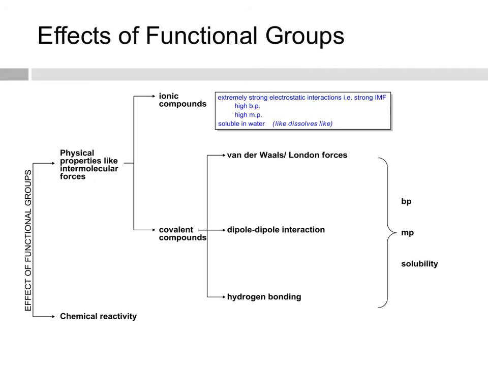Ionic compounds have extremely strong electrostatic interactions, and so they have very strong intermolecular forces. This leads to a very high boiling point and also a high melting point. The melting point is also increased due to better packing in the crystal lattice. As far as solubility goes, ionic compounds are soluble in water. Remember the principle that like dissolves like? Ionic compounds are polar, remember their charge, and so they're soluble in polar solvents like water.